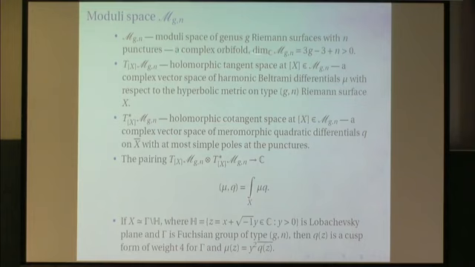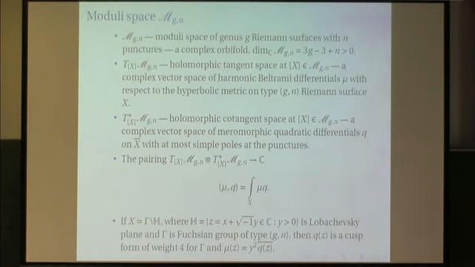So we'll start with genus g Riemann surfaces with n punctures, marked points. The moduli space is a complex orbifold with this dimension. This number is assumed to be positive. Then what we would like to do is characterize the holomorphic tangent and cotangent spaces to the moduli space. This will basically be a crash course in deformation theory.